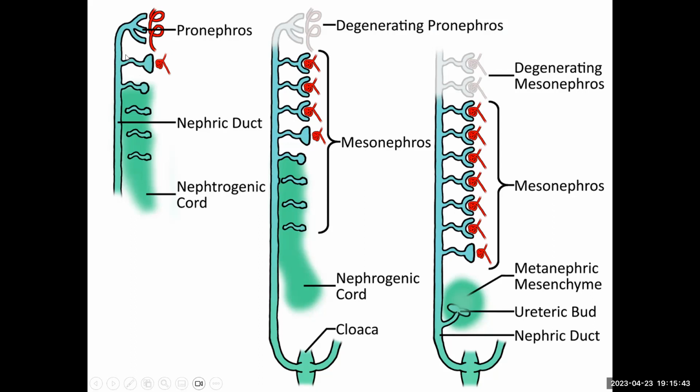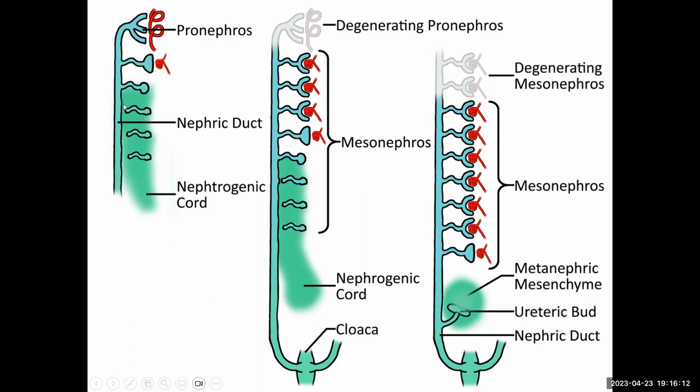It begins development in the 4th week. It will not form functioning kidneys in humans. It forms functioning kidneys in other species, but not in humans. Pronephric ducts form in the cervical region of the nephrogenic cord before extending and fusing all the way down here with the cloaca.